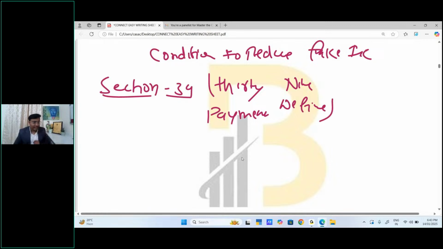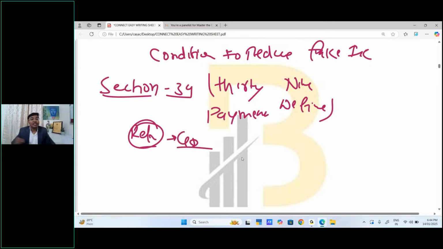Section 39, payment defined. As we all know, we are paying the taxes under GST through GSTR 3B. Am I right? If I am a regular taxable person, I pay the taxes through GSTR 3B. If I am under the composition scheme, I need to pay the taxes through CMP 08. If I am a TDS TCS deductor, then also I need to file the return and pay the taxes. If I am distributing the input tax credit as an input service distributor, then also I need to file the return and transfer the input tax credit. So this section 39, payment defined, is talking about various returns through which we are paying the taxes.